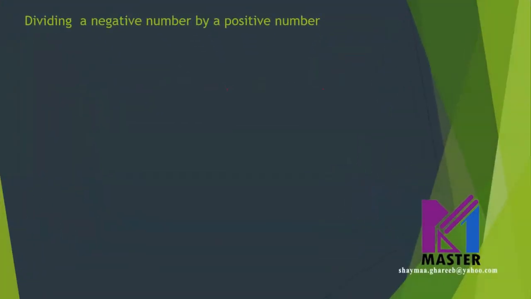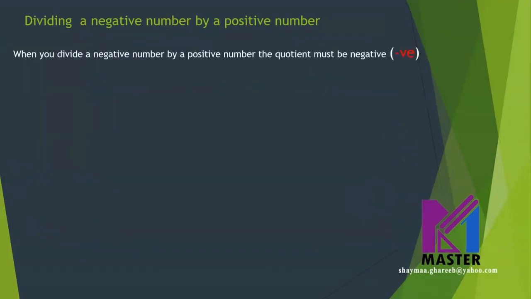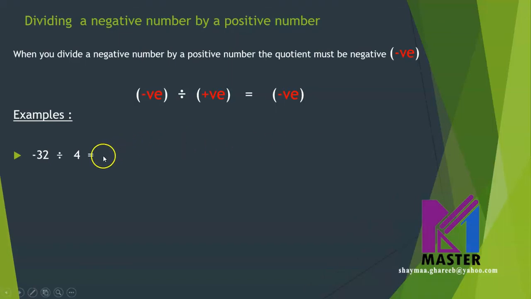Now, let's see. Dividing a negative number by a positive number. When we divide a negative number by a positive number, the quotient must be negative. Negative divided by positive equals negative. Let's see examples. -32 divided by 4. So we said the answer will be negative. 32 divided by 4 equals, yes, 8. So the answer will be -8.